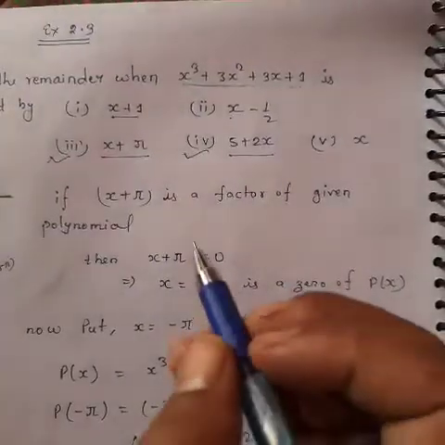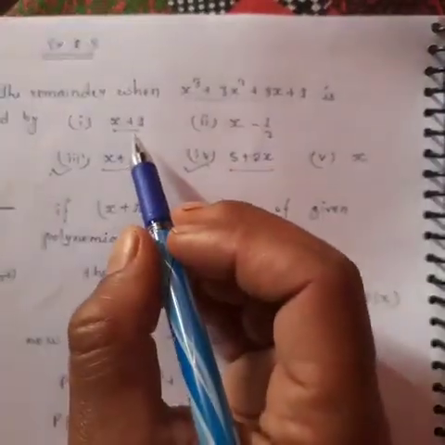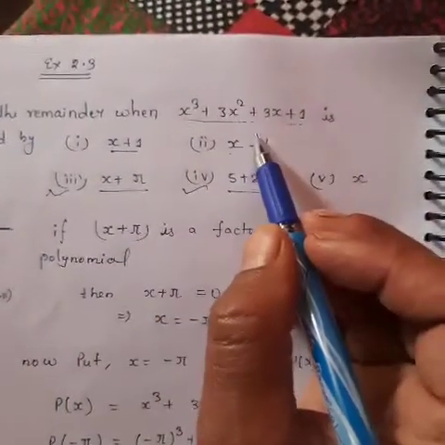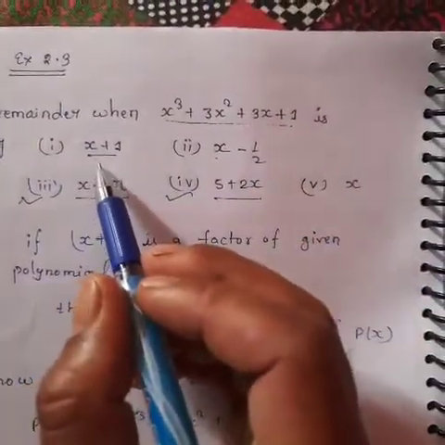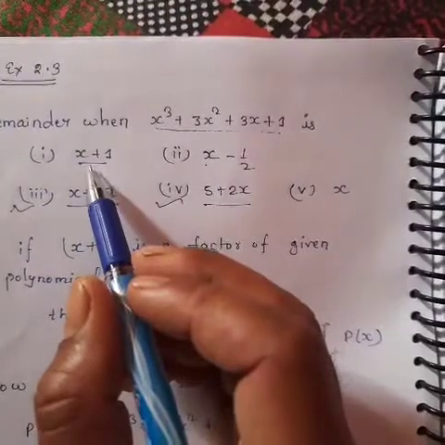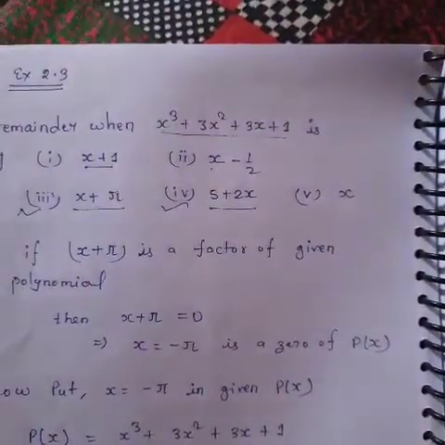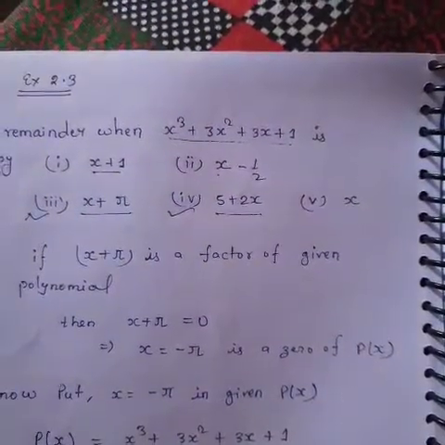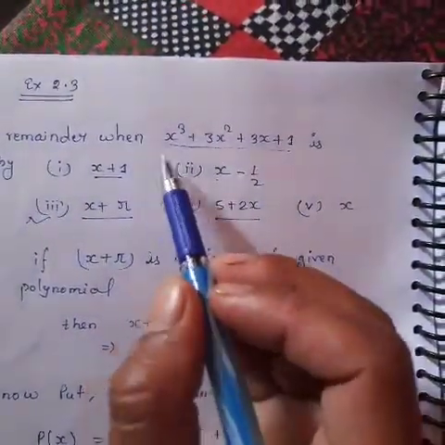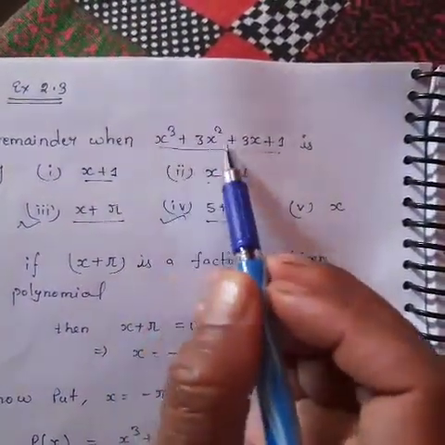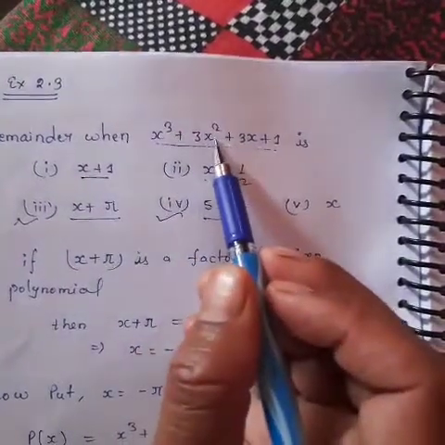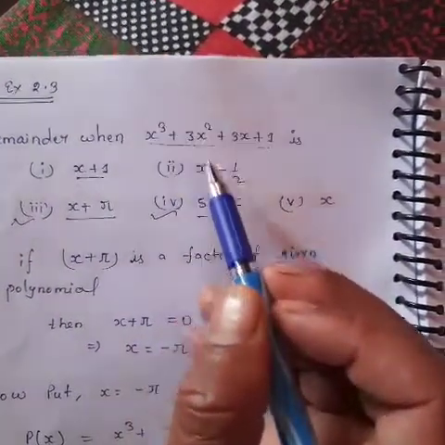So similarly students, you can also solve question number 1. When the given polynomial is divided by x plus 1, if x plus 1 is a factor of this polynomial, it means x plus 1 equals 0. From this you will find x equals minus 1. So you will put x equals minus 1. So whatever you get, that will be the remainder.